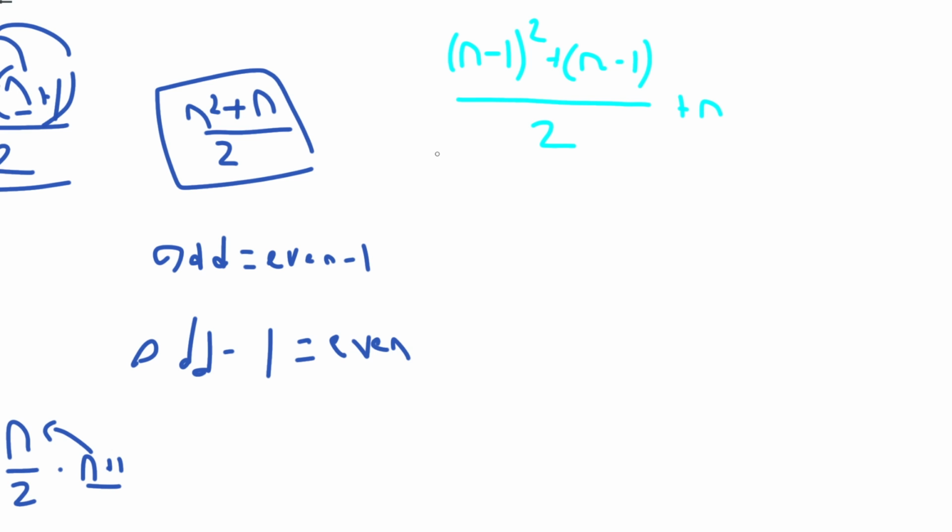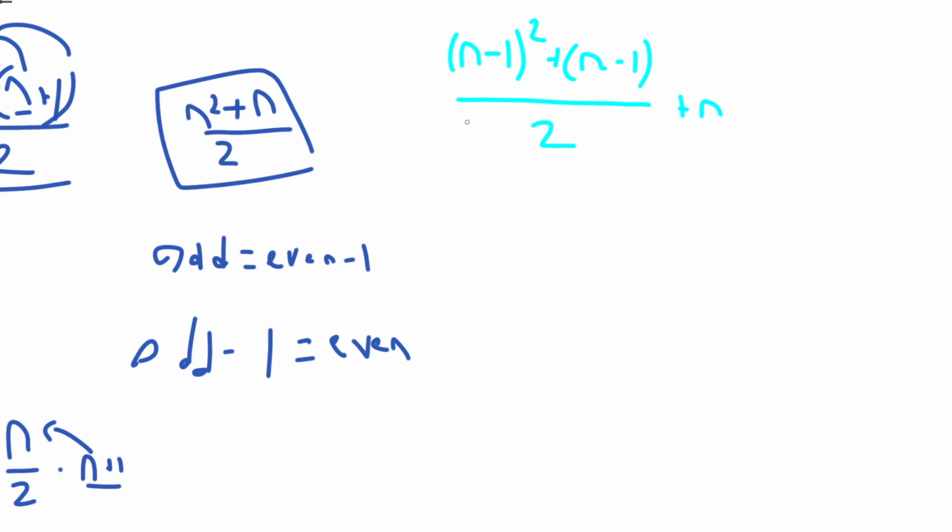Because if we do this, this is just going to be calculating the even number before it. So we have to add n. Remember our original point: the triangle number is going to be adding n minus 1 plus n minus 2 plus n minus 3, but you have to add n if you're just going to calculate up to n minus 1. So that is our equation.